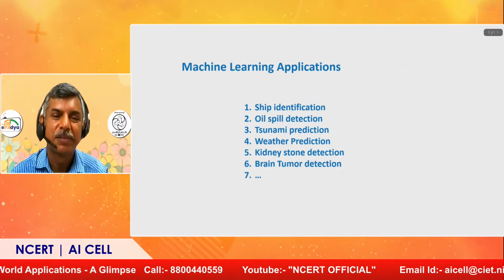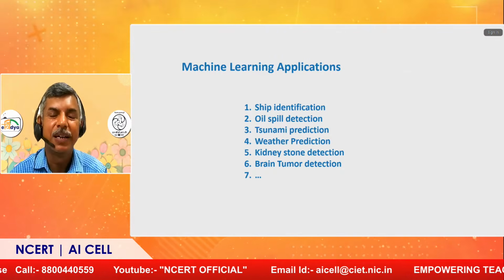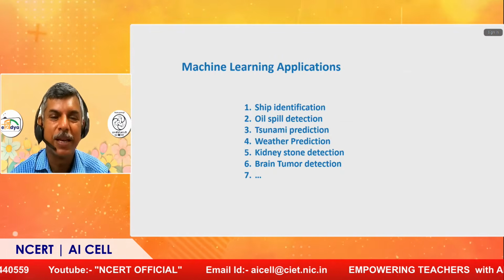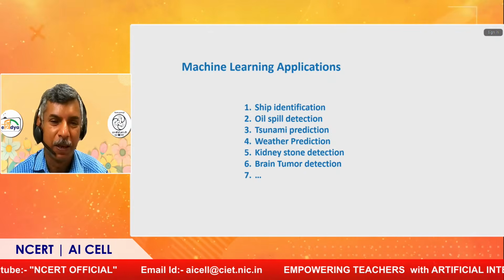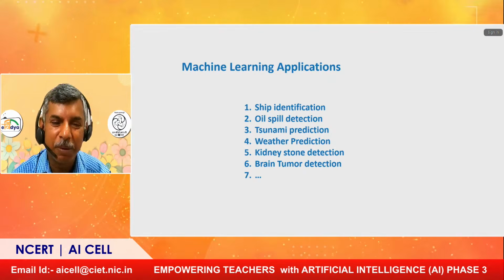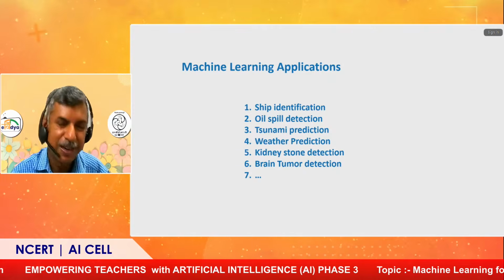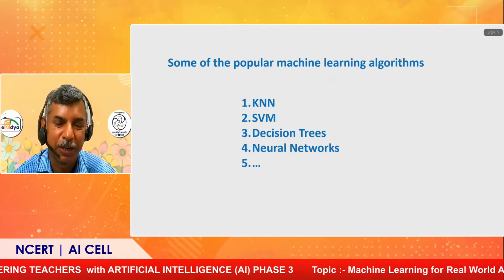And machine learning will not learn quickly. It will take its own time for learning the things. Once it has learned with so many examples, then it is able to do wonders. It can be used for ship identification, oil spill detection, tsunami prediction, weather prediction, kidney stone detection, brain stroke detection, anything, even in the classroom scenario that I was explaining.